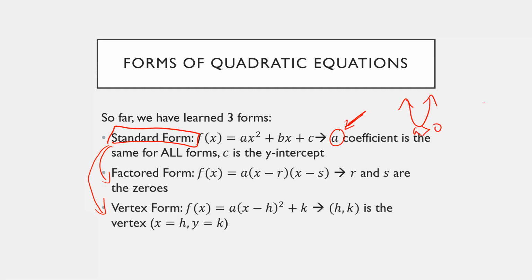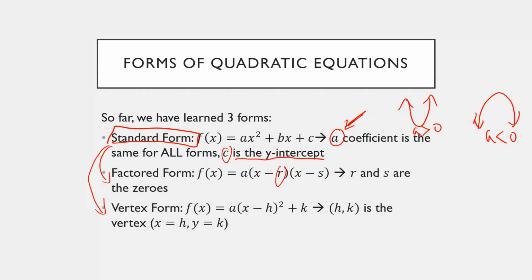So if it is positive, then it opens up. If it's negative, then we know it's going to be opening down. So at least it helps us with that, right? It helps us identify whether it opens up or opens down. It also is helpful because the c coefficient, or the constant term, is the y-intercept, and we talked about that in the last lesson. Factored form is helpful because it helps us to figure out what the zeros are.